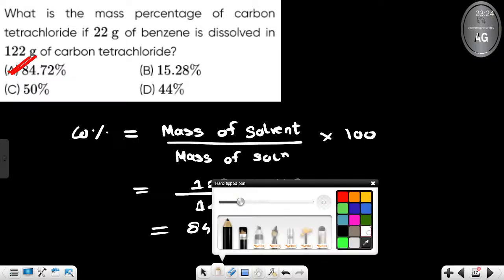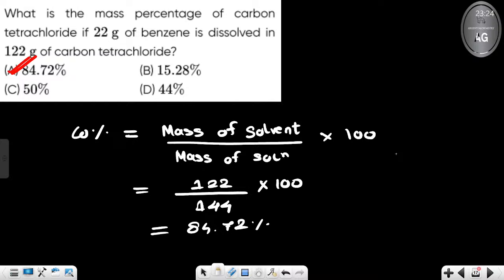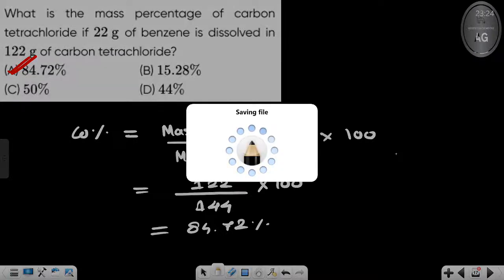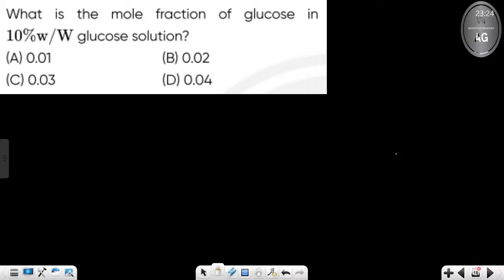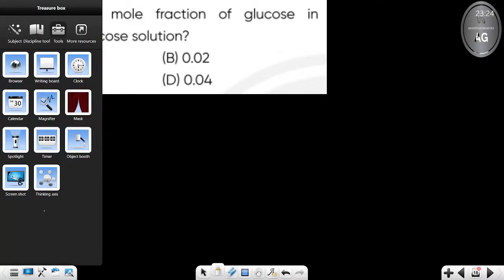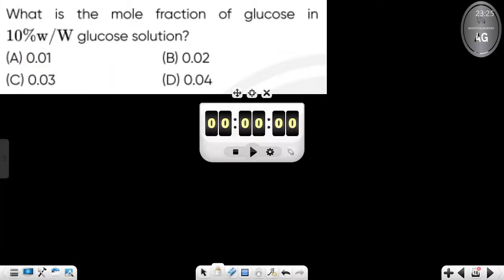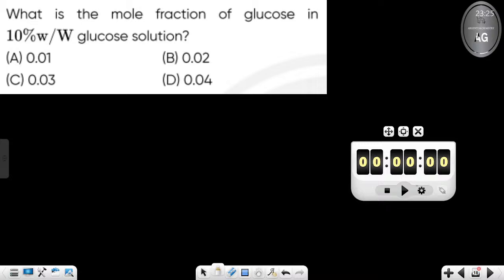Okay, clear? Clear with this? It's an easy question. Directly it is coming. Let's try out the next question. Just let me save it. Give me 1 minute. The next question is here. This is also a very easy question. So let's give 1 minute. Take 1 minute, solve the question, then we'll discuss.